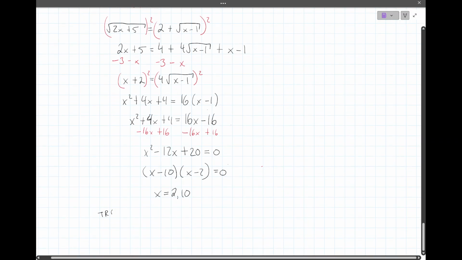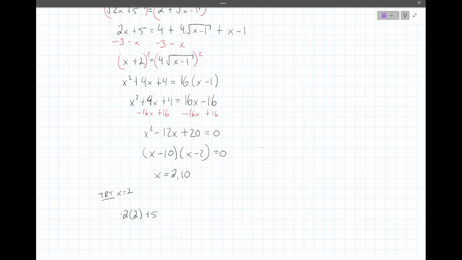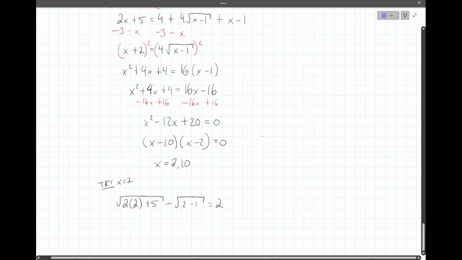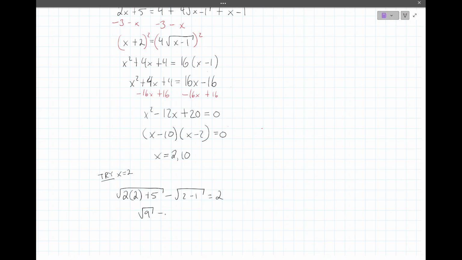So we're going to try x equals 2. Let's try the little one first. So we'll get root of 2 times 2 plus 5 minus root of 2 minus 1 equals 2. Well, that would be 2 times 2 is 4. 4 plus 5 is 9. Root 9 minus root 1 is equal to 2. Well, this is 3 minus 1 equals 2. I get 2 equals 2. Hey, so x equals 2 works.